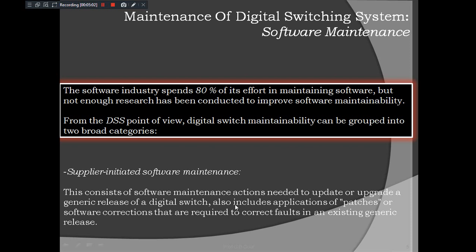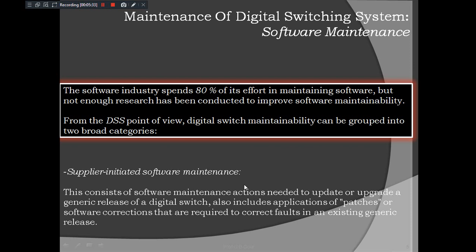Upgradation is supplied by the supplier only. It also includes the application of patches or software corrections which are required to correct faults in an existing generic release. Sometimes we get patches or corrections for the software that you are using along with the digital switch, and that can also be provided by the supplier.